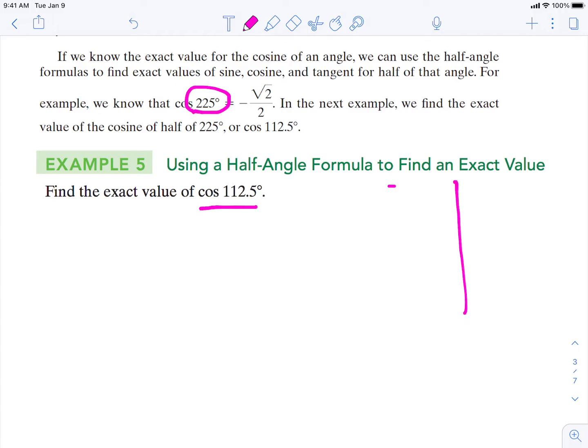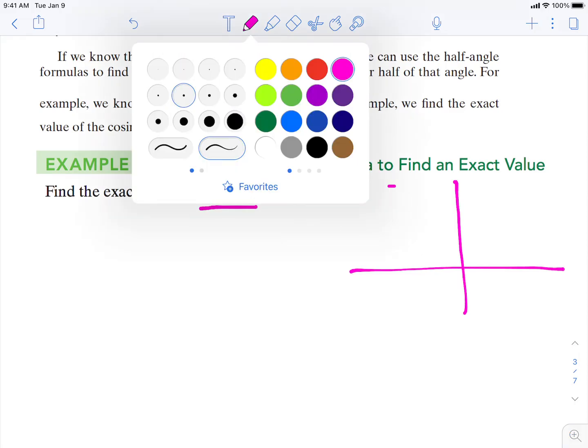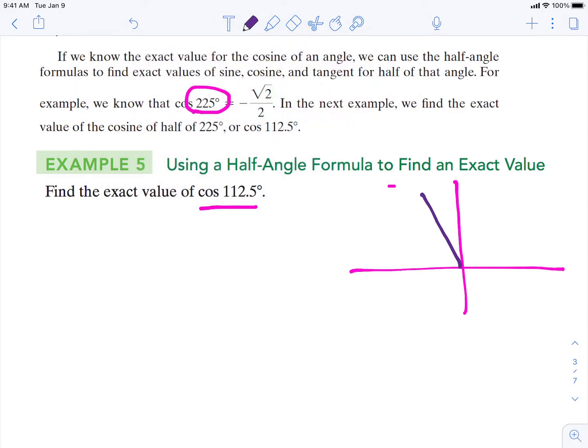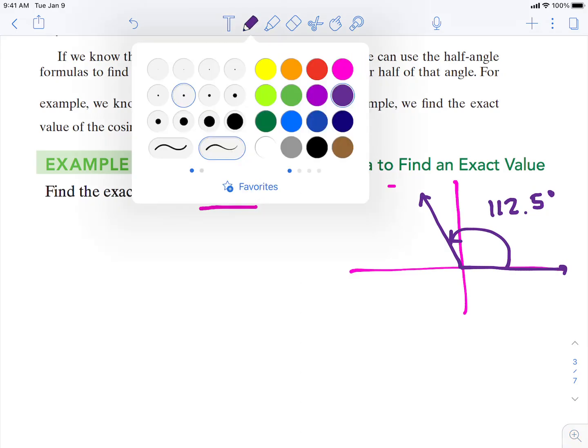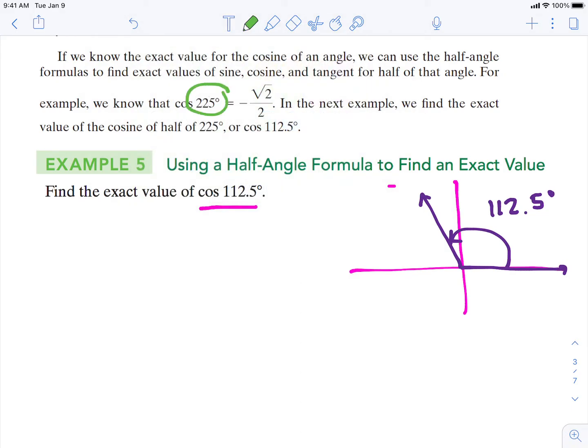So here are our four quadrants. So 112.5 degrees is about there. If we double that angle, 225 degrees, which is down here, we can use our half angle formula.